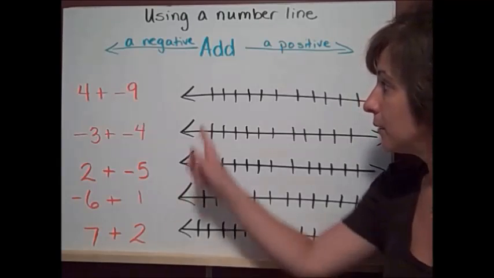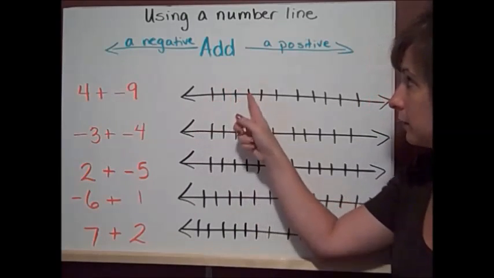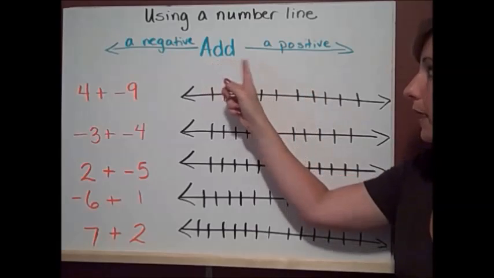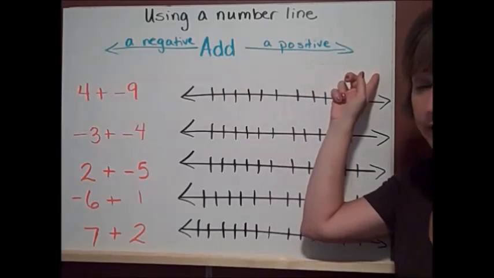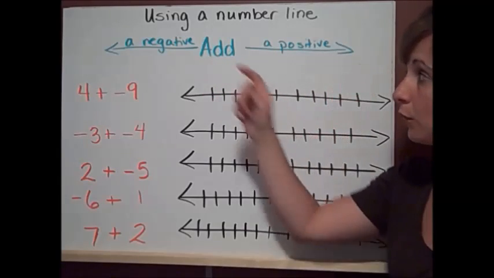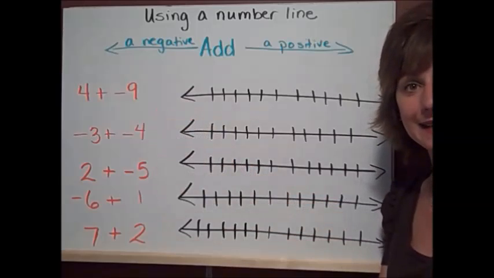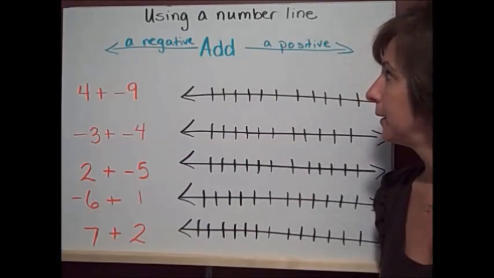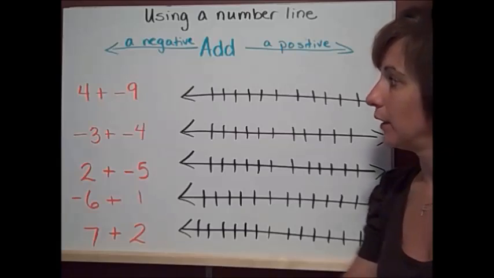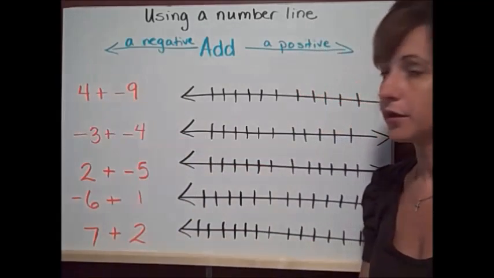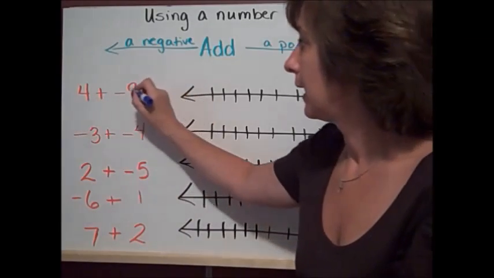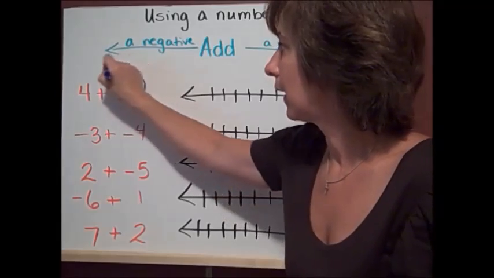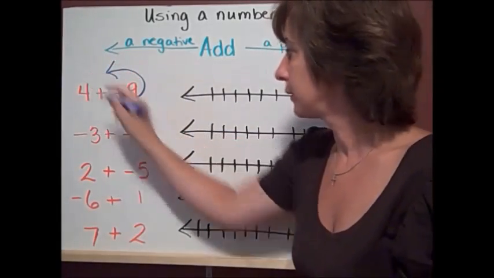And we learned that on number lines, when we're adding, we travel in this direction, because when you add a positive, you're going this way, you're getting a bigger answer. Well, when you add a negative, that's adding a debt, and so you're going to go in the opposite direction. So, on this number line, I would start at 4, and because it's a negative, I would go in this direction.